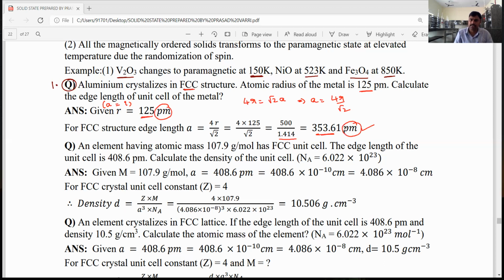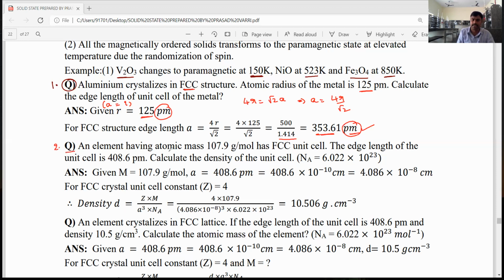Here the radius they gave is in picometers, so the edge length units will also come in picometers. You can change picometers into centimeters, meters, angstroms or nanometers, however, for these theoretical questions we can write it as it is. The same kind of questions are also asked in objective examinations. Let's see the second question, dear students.